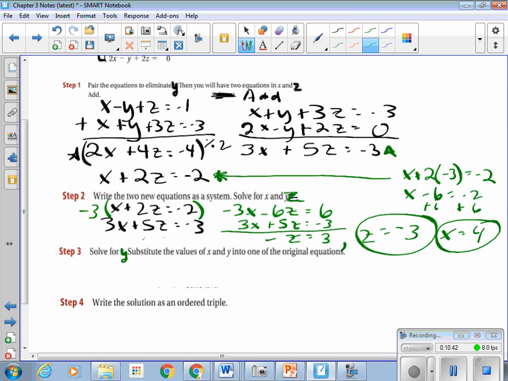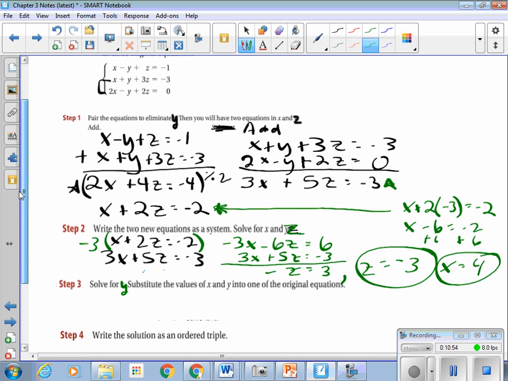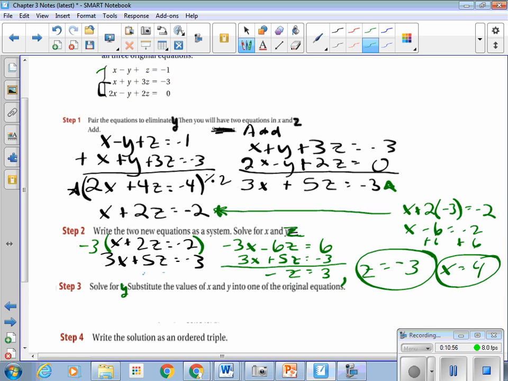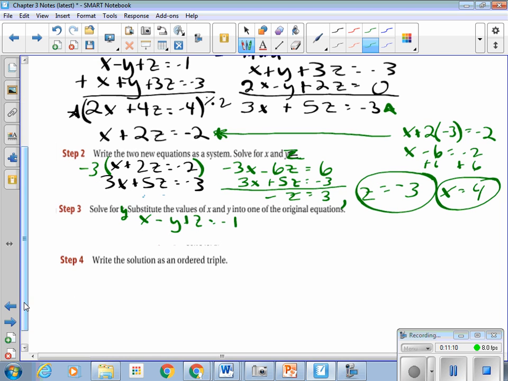All right, so we're going to substitute negative 3 and 4 into one of our original equations to get what my y is. So I'm going to pick the first one because it looks pretty easy. It's got the least amount of numbers rolling around. So I'm going to go x minus y plus z equals negative 1. So I know x is 4. I do not know y. I know z is negative 3. And I know it equals negative 1.